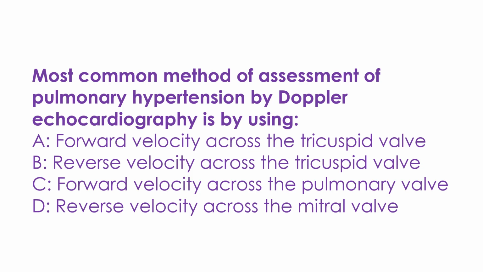Most common method of assessment of pulmonary hypertension by Doppler echocardiography is by using: A. Forward velocity across the tricuspid valve, B. Reverse velocity across the tricuspid valve, C. Forward velocity across the pulmonary valve, D. Reverse velocity across the mitral valve.